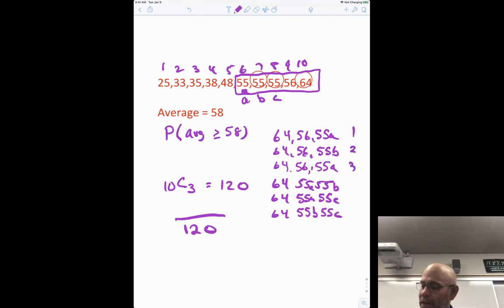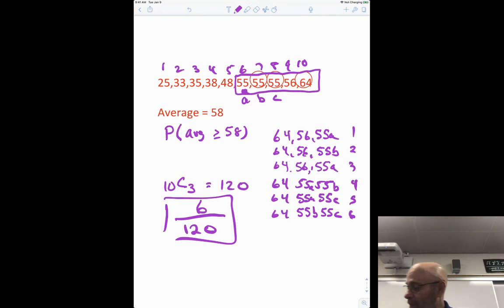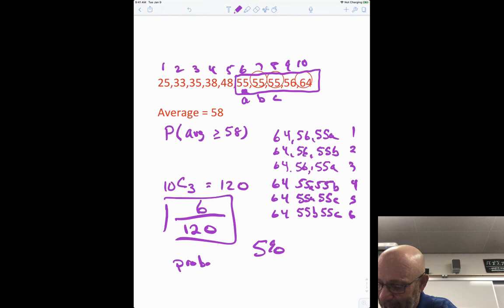1, 2, 3, 4, 5, 6. So there's 6 out of 120. Because the sample size was small, it was pretty powerful. I could just find that probability. I come over here on my calculator, I go 6 divided by 120, and I get 5%. So we're going to say, based on our probability, this is probably not due to chance. Okay?